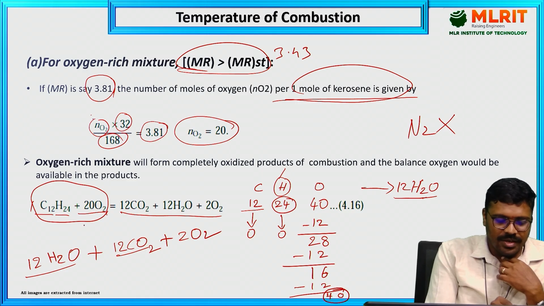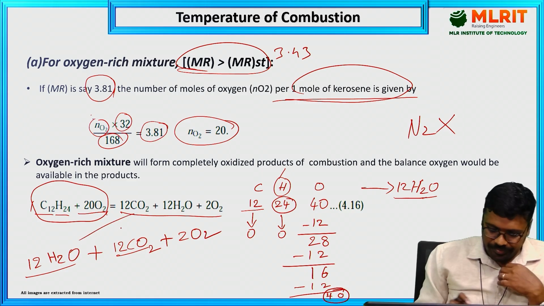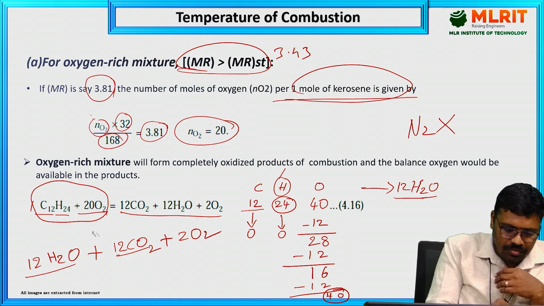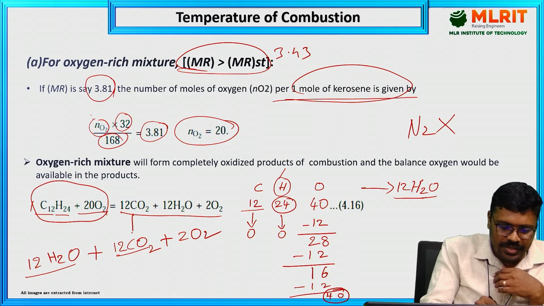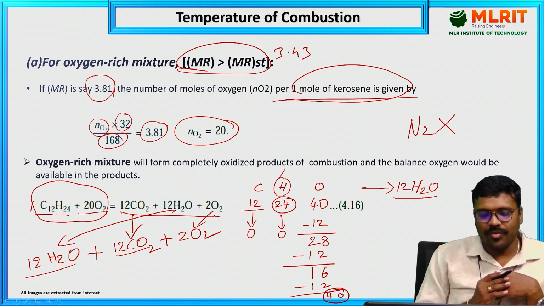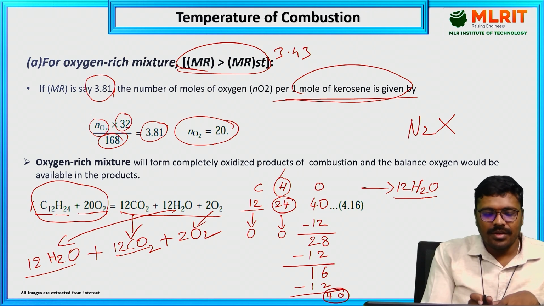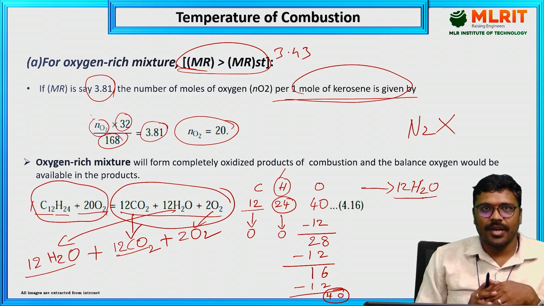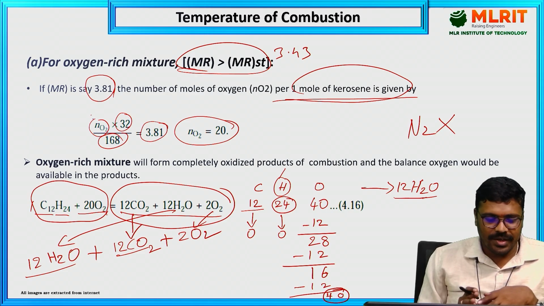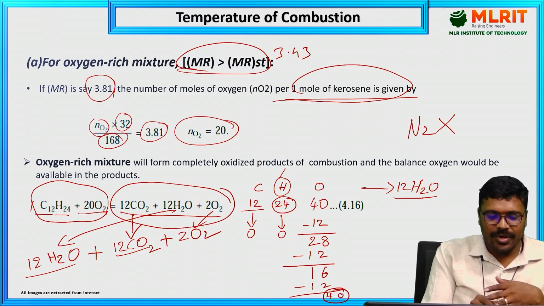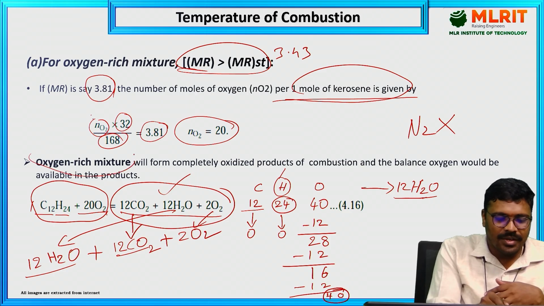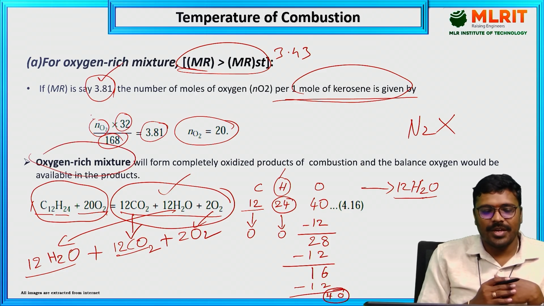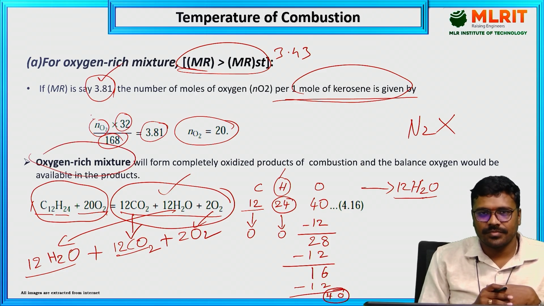See here, 12 CO2 is formed, 12 H2O is formed, and 2 moles of O2 is formed. This is how these products are formed according to the procedure. Now you might have understood very clearly how these products are formed if you provide a 3.81 mixture ratio.